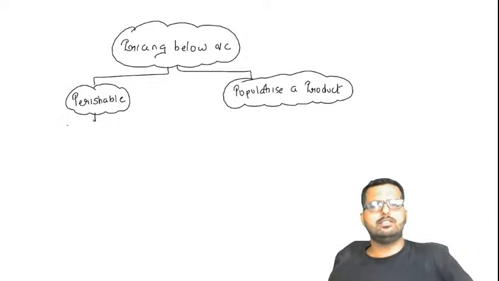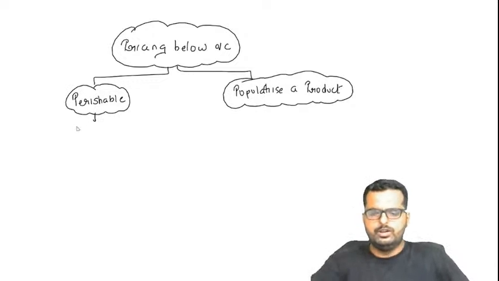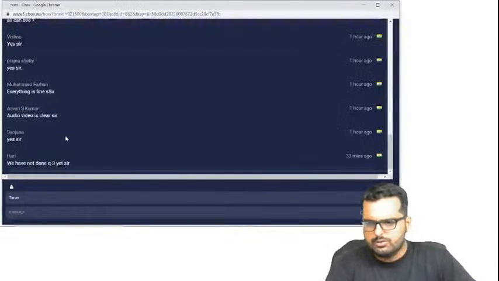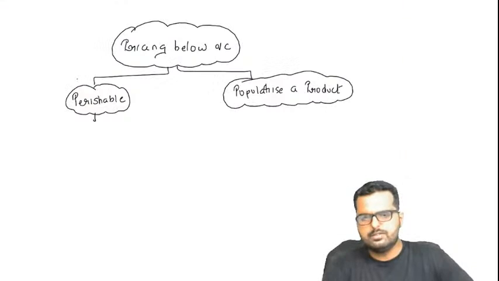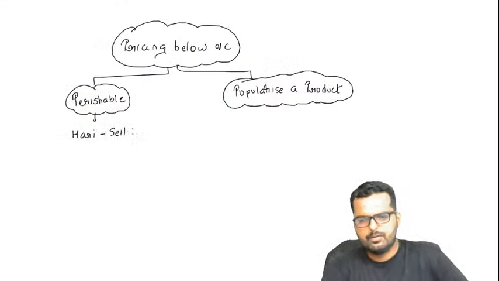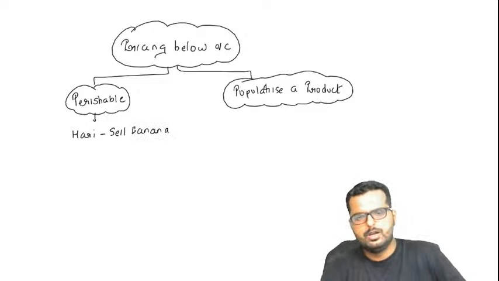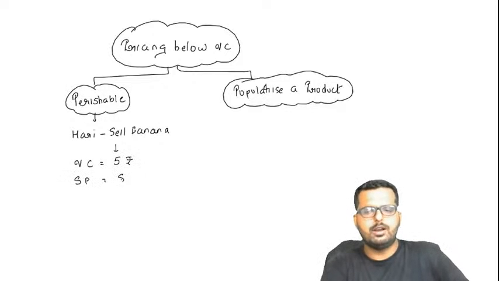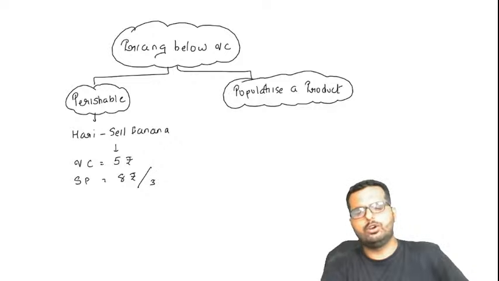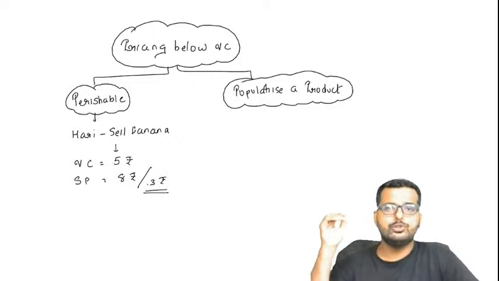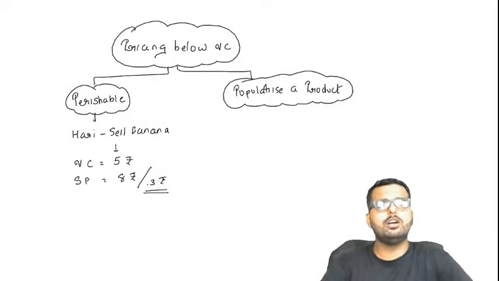Perishable in nature, the best example is fruits. Assume, we'll take one guy from this class, let's assume Hari is a person who sells bananas. He has bought one banana at, let us say, 5 rupees. Normally he sells his banana at 8 rupees. What is the contribution he gets over there? 3 rupees.